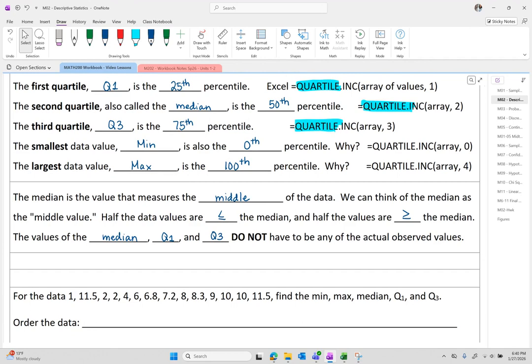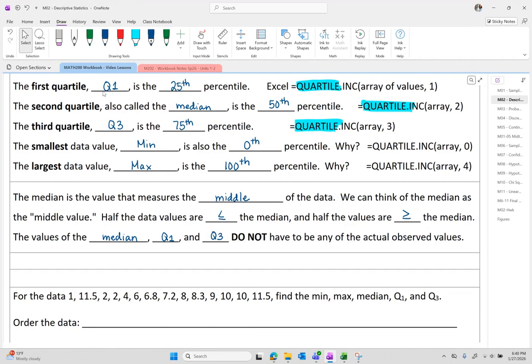The values of the median, Q1 and Q3, do not have to be any of the actual observed values. And that is because sometimes we have to do math to find numbers that are located in the desired position. So we will do some examples here.